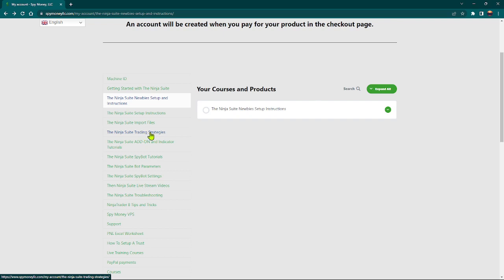Our trading strategies that we have, those are put in here, and little tips and tricks on how to use them. Then the add-ons, which are like the trade copier and the indicator tutorials, we have all those in there. The spy bot tutorials, these are our auto trading bots. And then our parameters, these are the settings inside the bot, what each one of them means.